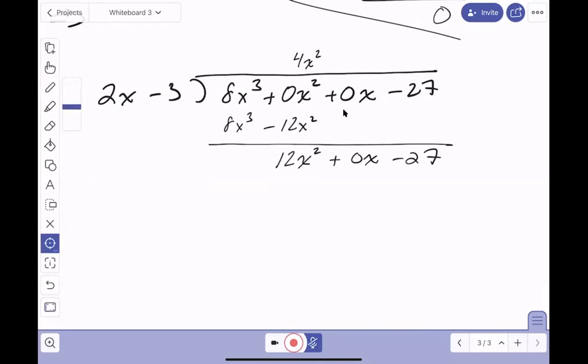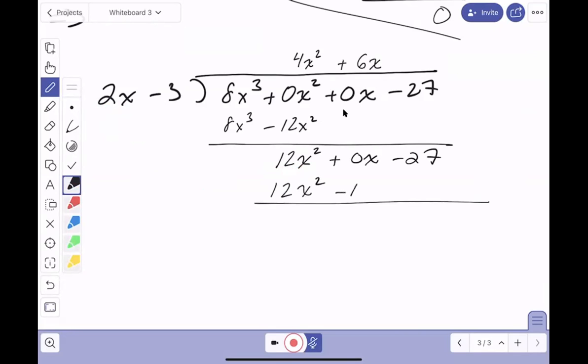What am I going to do now? I'm going to look at this, which is 2x. I wonder what times 2x would give me 12x squared? Well, relatively simple. That's going to be plus 6x. Let's do our multiplication. What do you get? 12x squared minus 18x. Well, again, what are we doing? I say just subtract. What do you get? 18x. If you put the parentheses in and subtract them, you still get 18x. If you change the signs and combine, you're going to get 18x. Drop a place down.